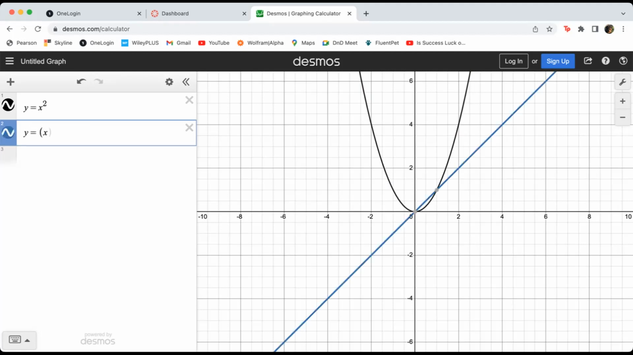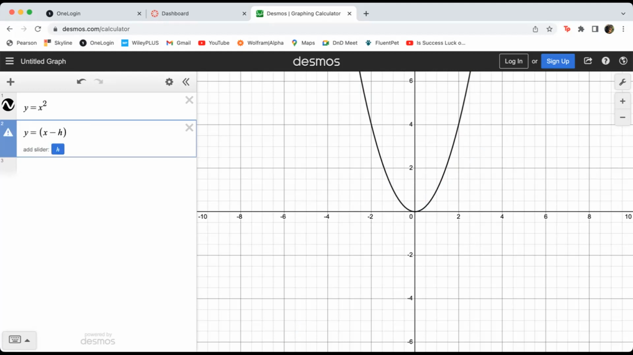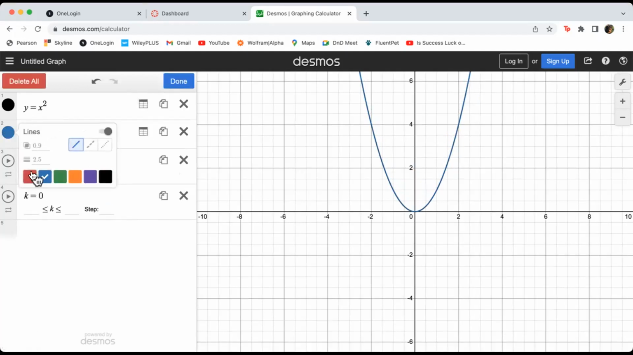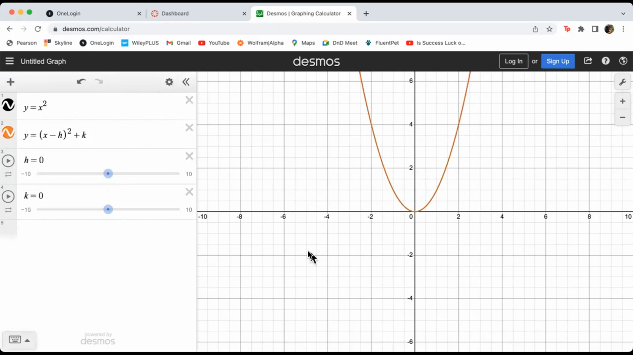So I'm going to add in a horizontal shift, and I'm going to list it like I listed the horizontal shift with our sinusoidal functions, x minus h. And that's where we get the square. And then we'll add k. So we'll add sliders, and we'll put them at 0. All right, so here, if h and k are both 0, we have 0 horizontal and vertical shift.